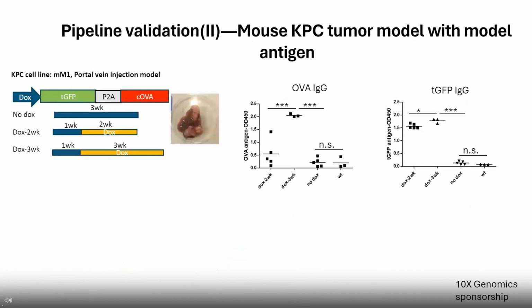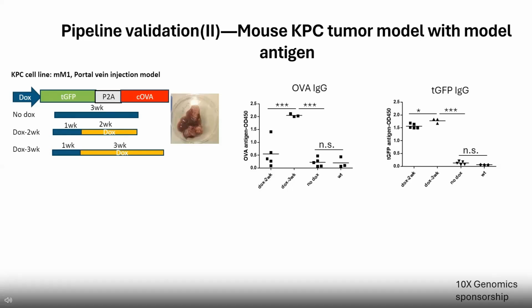We further moved to a slightly more complicated model. In this case, we generated a mouse pancreatic cancer liver metastasis model by first engineering a mouse pancreatic cancer cell line, MM1, using a Dox-inducible lentiviral system to induce expression of the marker GFP together with cytosolic OVA. In this case, the OVA is only expressed inside the cytosolic region. It potentially mimics a more naturally occurring antigen situation in cancer in general. And we inject this through the tail vein, portal vein, and the tumor will grow in the liver.